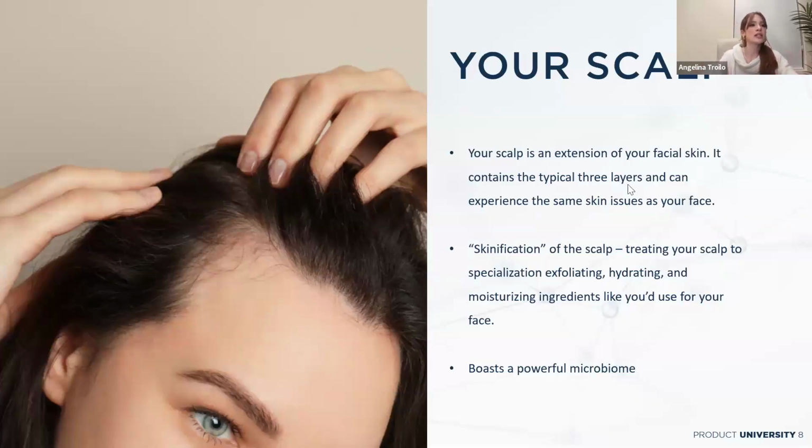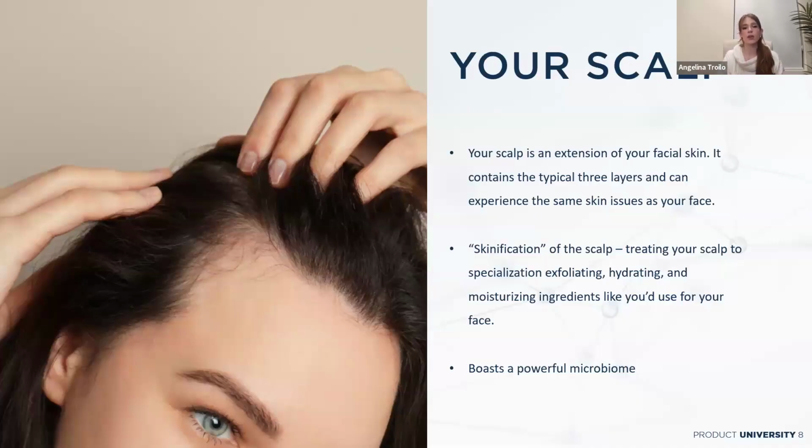And so there was a recent trend a few years back, essentially called the skinification of the scalp. And so this is really treating your scalp with specialized products, looking towards exfoliating, hydrating, and moisturizing to keep the health of your hair at the root. Your scalp is crucial in understanding that it is the root of your hair. It is where healthy hair is growing from. So yes, we can use conditioning products or dyes to beautify the dead parts of our hair, but your scalp really needs that TLC to help produce otherwise healthy hair.